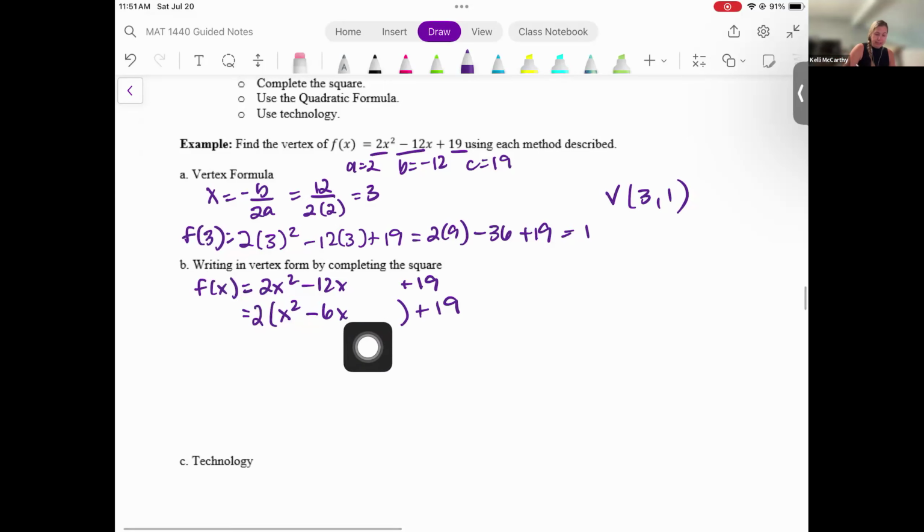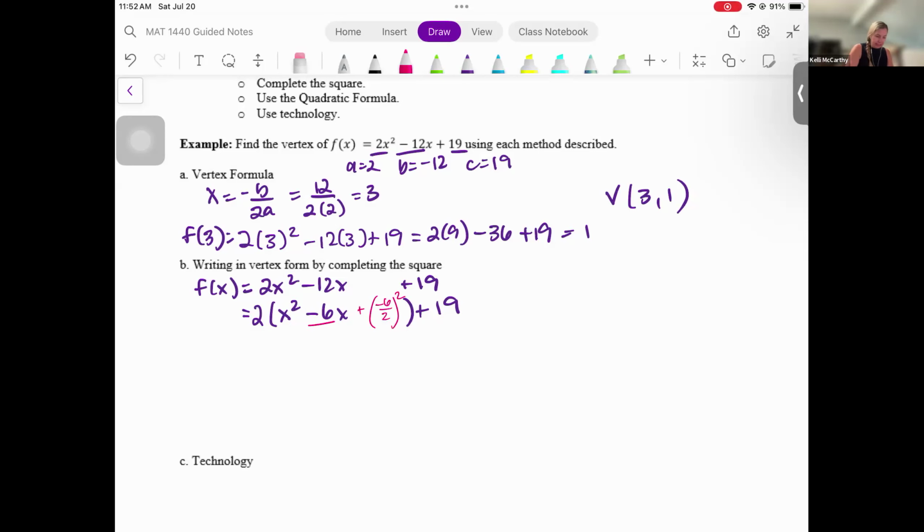Now in this space that we left, we're going to add a new term, and that term is going to be b over 2 squared, but it's the b here. So it's going to be b over 2 squared. Let me replace that with our value of b. So this is going to be negative 6 over 2 squared.